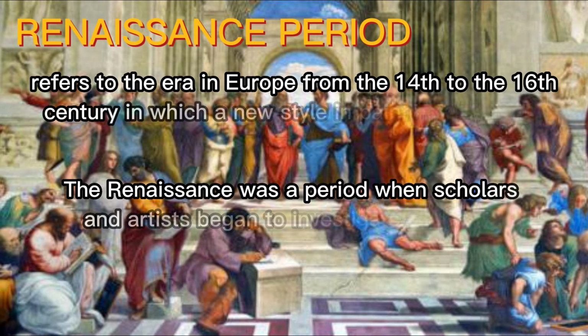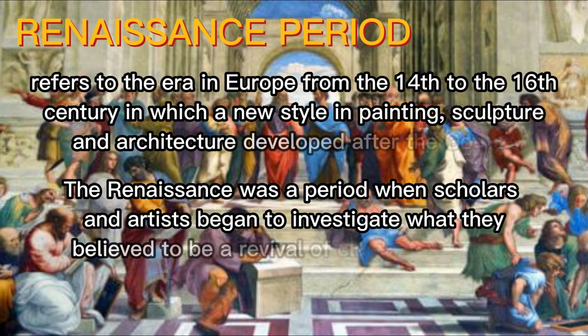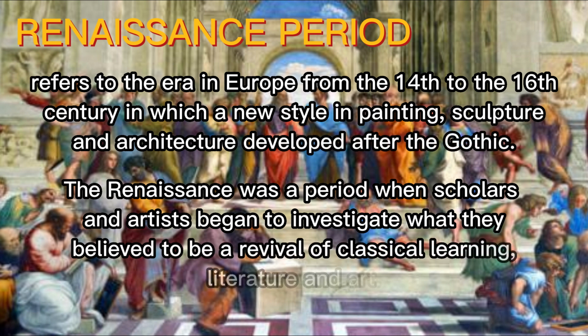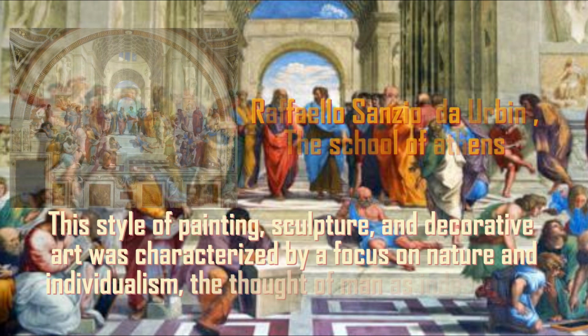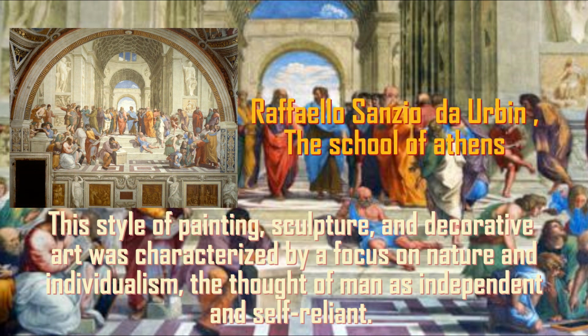Western history of art: the Renaissance period. The Renaissance refers to the era in Europe from the 14th to the 16th century in which a new style in painting, sculpture, and architecture developed after the Gothic. The Renaissance was a period when scholars and artists began to investigate what they believed to be a revival of classical learning, literature, and art. This style of painting, sculpture, and decorative art was characterized by a focus on nature and individualism, the thought of man as independent and self-reliant.